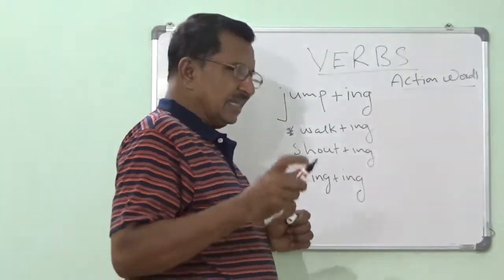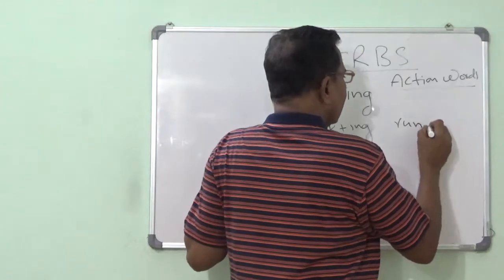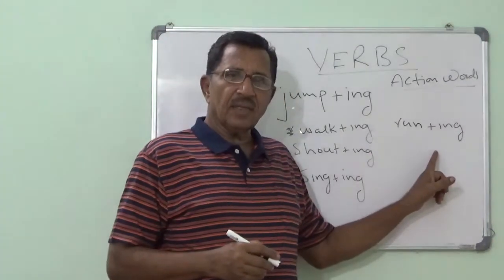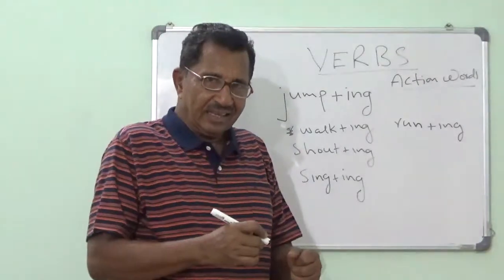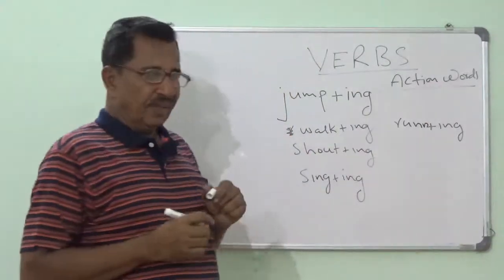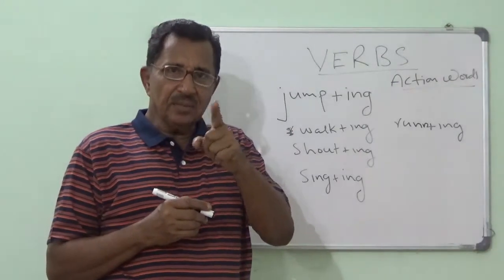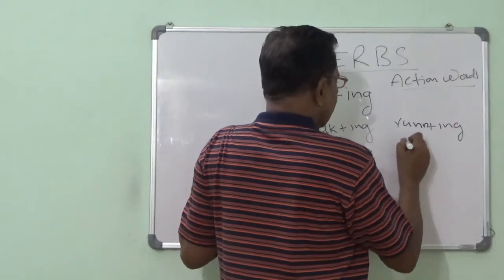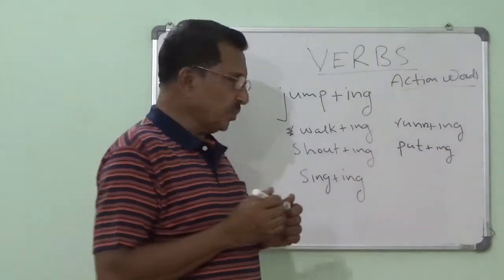There is a slight change, just like in plural and in adjective comparison. Run, when you say running, suppose you write it with a single N, you won't read it as running, but you will read it as runing. So what should you do if you are making running? Running is a short word with a strong vowel, so you double the N and add ing. Just like in degrees of comparison, we have dim, dimmer, doubling. So sometimes you have to do this, but it's a simple thing, isn't it? Like put. If you write ing like this, you will read it as pooting. It is putting, so double T.